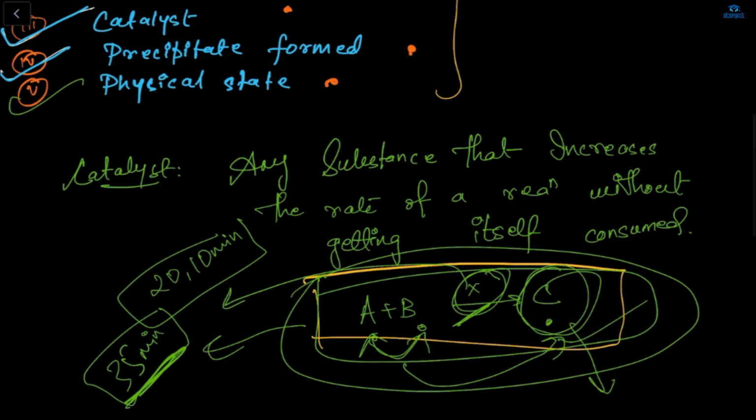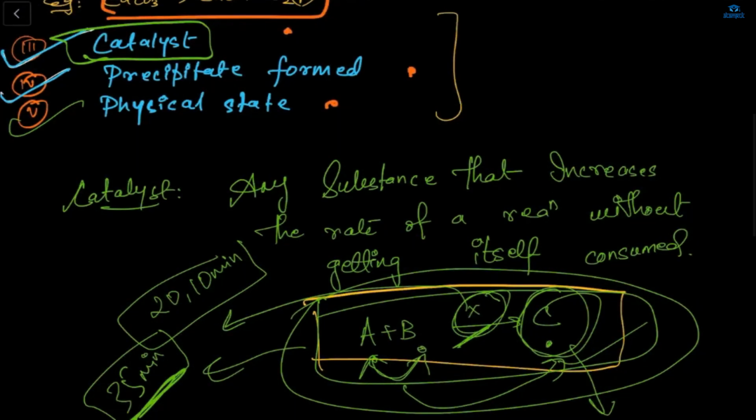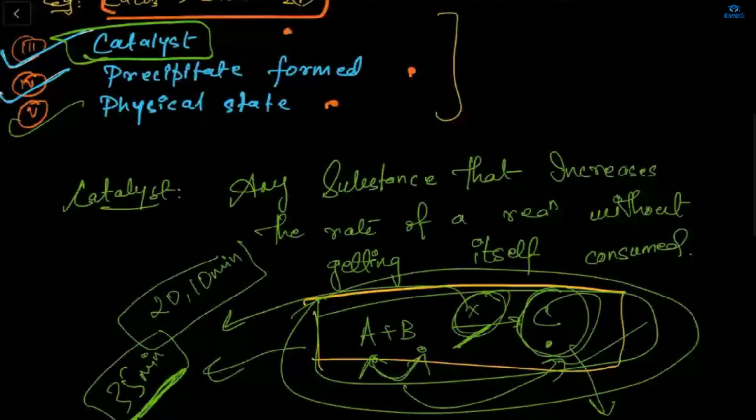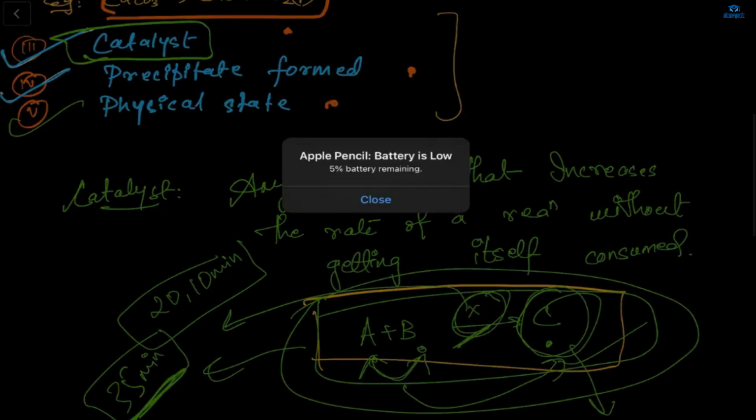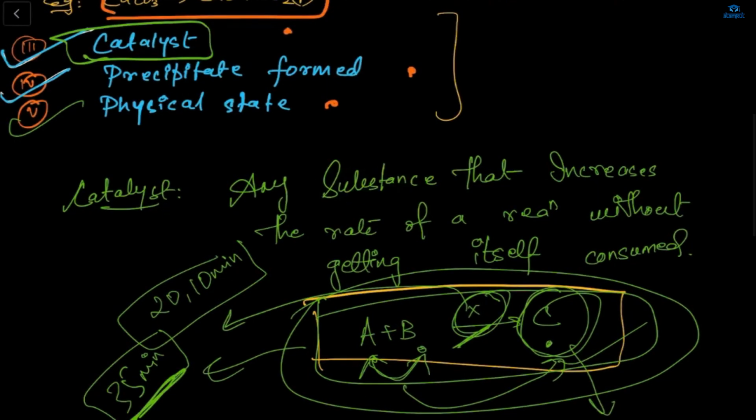Okay, and if you are not using a catalyst, then it may take more time, but with the help of a catalyst, we get the product in, let's say, 20 to 10 minutes. Now, is the use clear? Any doubt, any question? Because these words are very important. You have to know the meaning of a word, catalyst or precipitate or physical state. If your base is clear, then it will be easy for you.